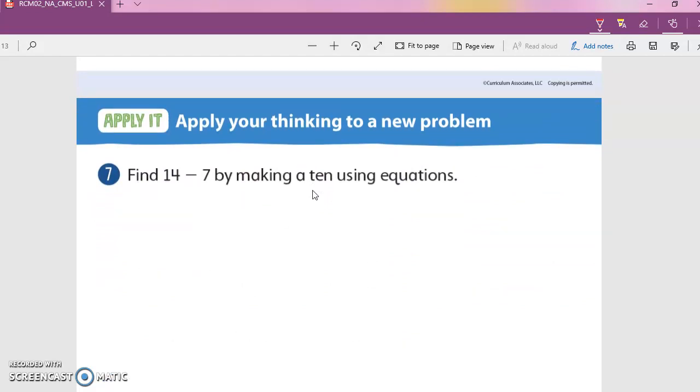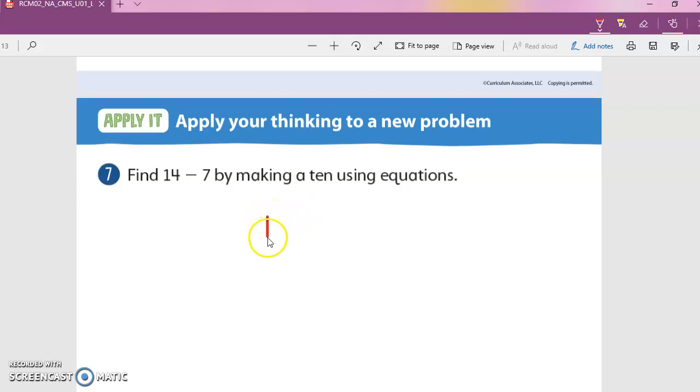Find 14 minus 7 by making tens using equations. So that means that you're going to not use the number line like the book did, but make the equation like I did in my example. So go ahead, pause your video, and try solving 14 minus 7.